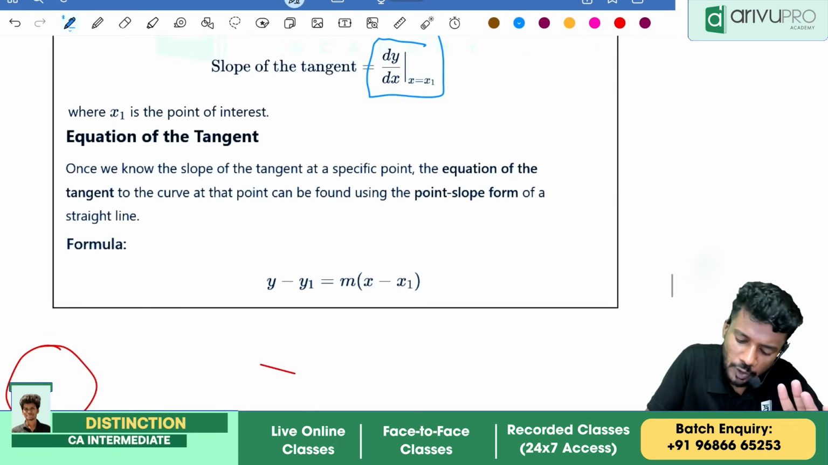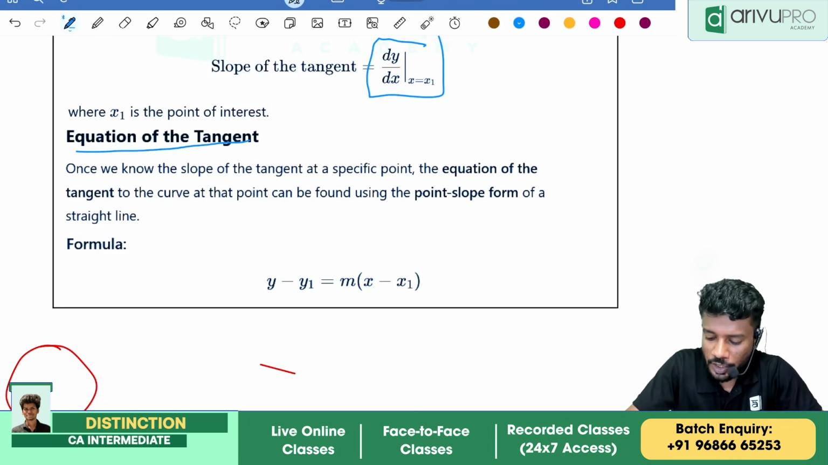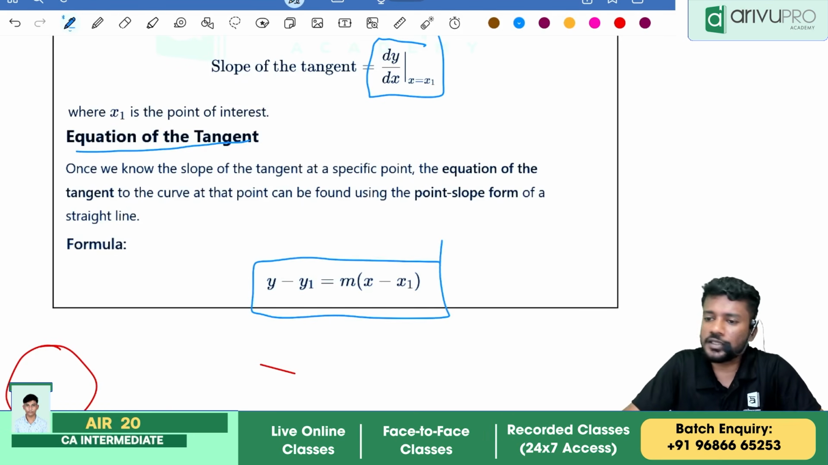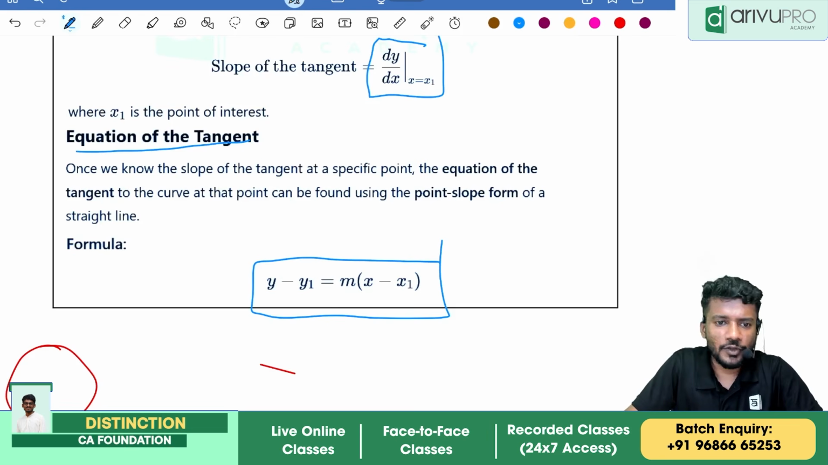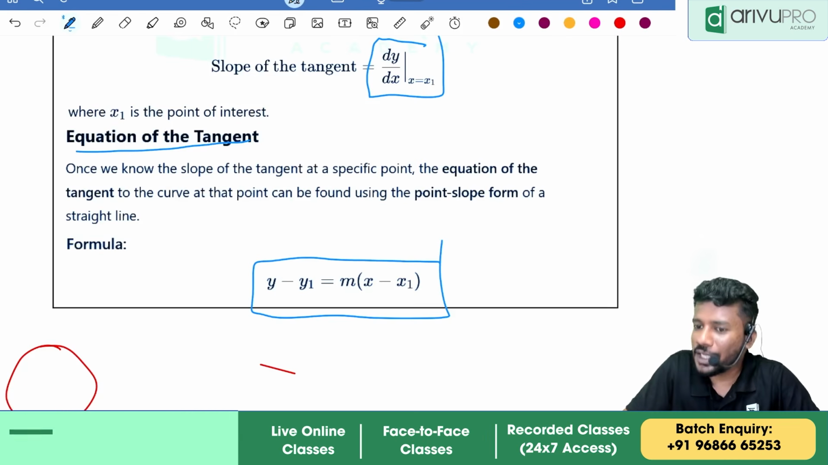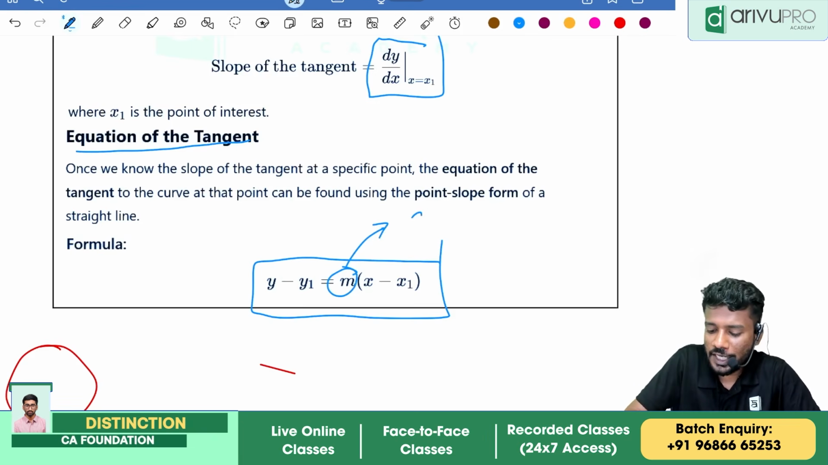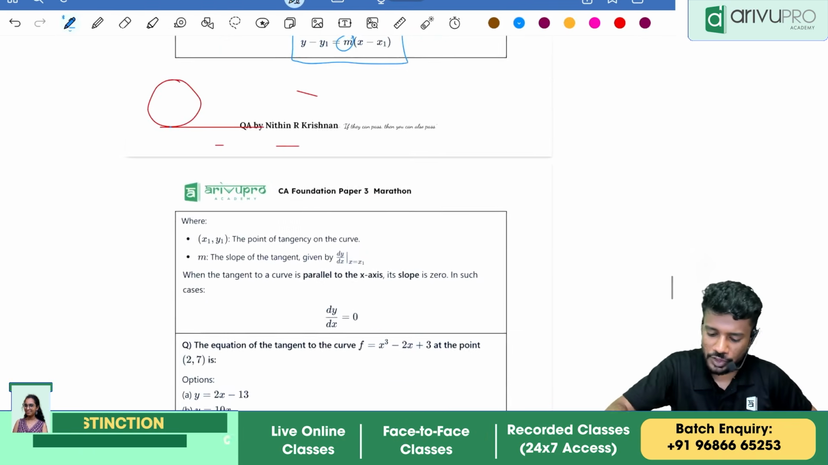Now, the equation of a tangent is nothing but y minus y1 is equal to m into x minus x1. Have you seen this somewhere? We have studied this in 8th standard, 9th standard, 10th standard. What is this? The equation of a straight line when the slope and a point are given: y minus y1 is equal to m into x minus x1. Then what is this m? m is the slope. So we can write it as dy by dx. That's all. Can we do one question?